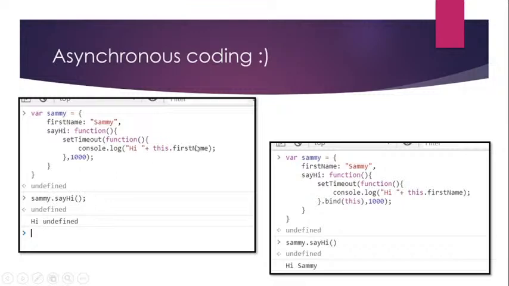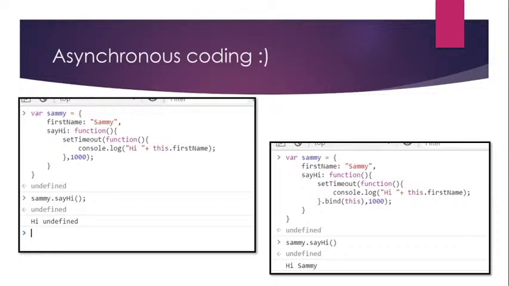Well, this.firstName should refer to Sammy for obvious reasons, because this function was declared inside of an object that was Sammy, so it was assumed to be hi plus Sammy instead of hi undefined. Well, of course it was assumed to be that, but you need to remember that sayHi is now executing setTimeout in it, and setTimeout is executing after 1 second. Okay, it's executing after 1,000 milliseconds.